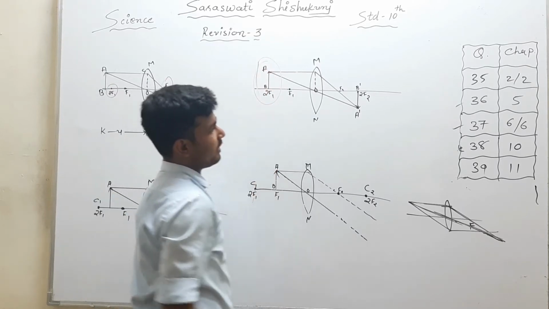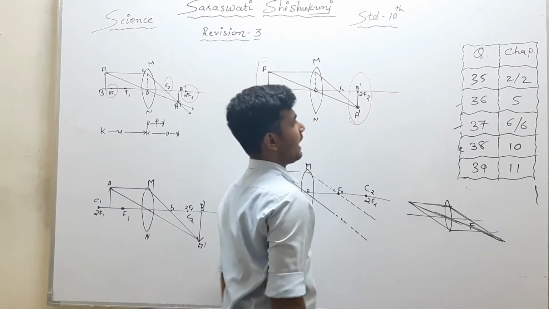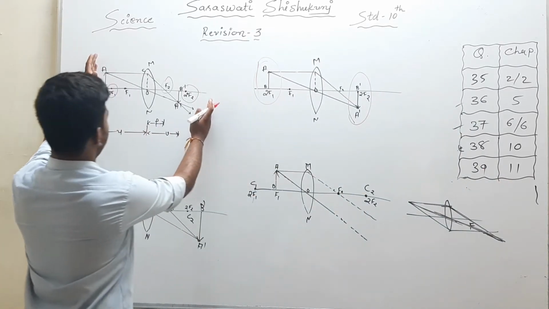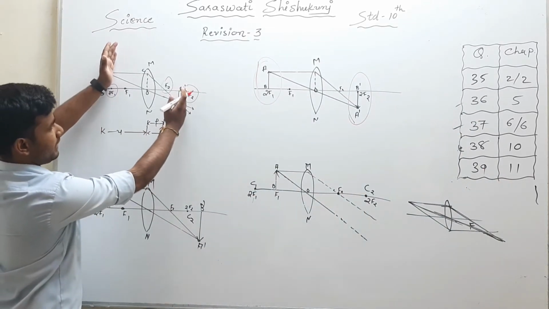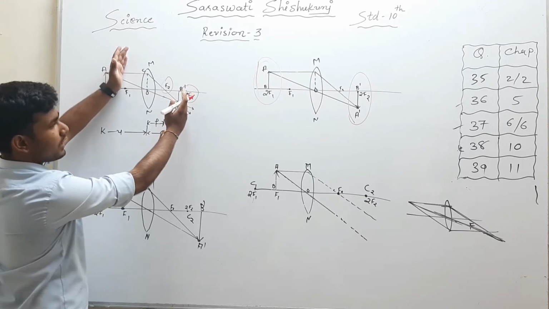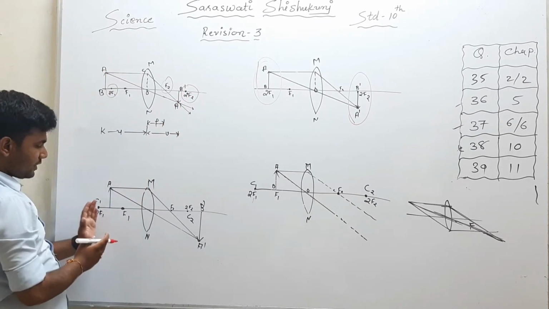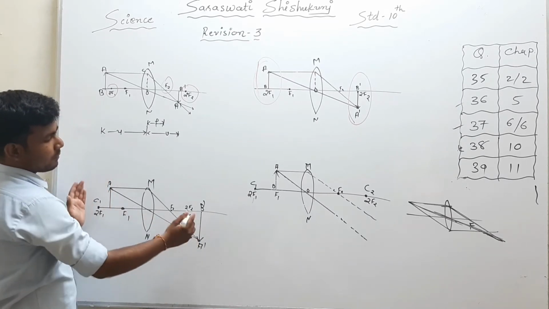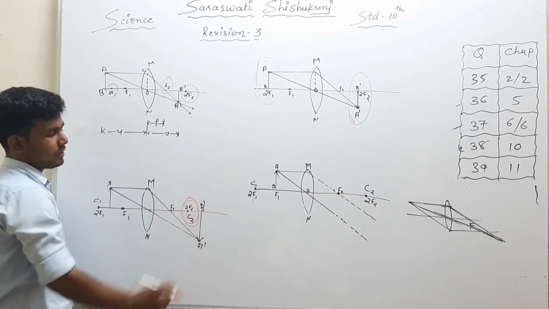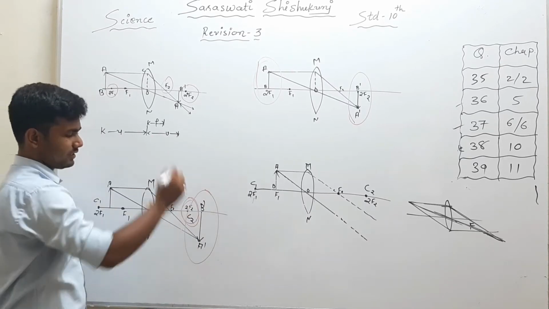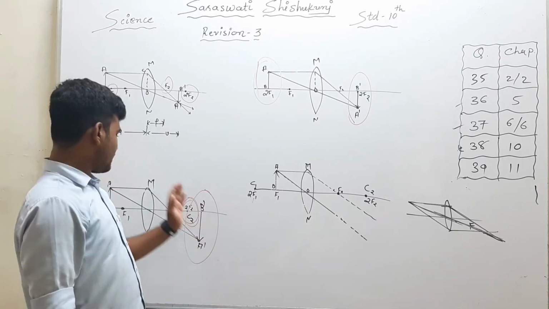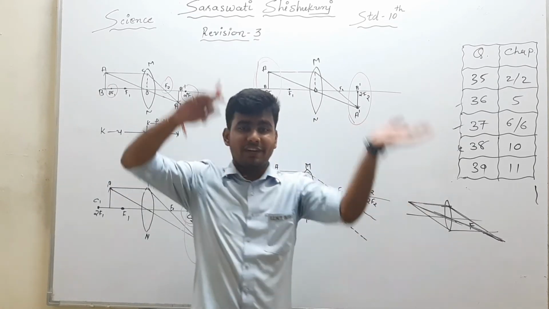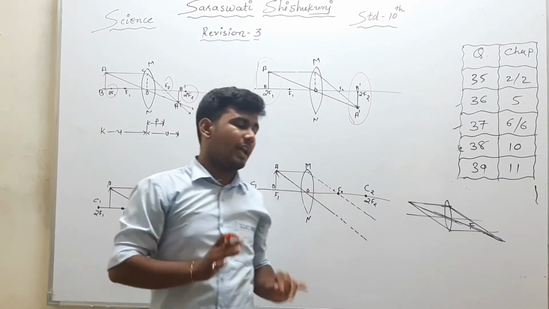if the object is at 2F1, where will we get the image? We will get it at 2F2, same in size, right? Now, if the object is between 2F and F1, the image will go beyond 2F2, and it will be enlarged. If the object is at F, the image will be at infinite distance. If the object is at infinity, then we are getting the image at F.